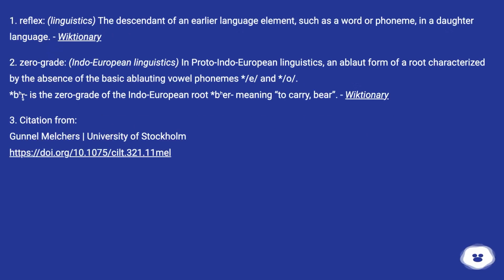1. Reflex, linguistics: the descendant of an earlier language element, such as a word or phoneme, in a daughter language. Wiktionary. 2. 0 grade, Indo-European linguistics: in Proto-Indo-European linguistics, an ablaut form of a root characterized by the absence of the basic ablauting vowel phonemes /e/ and /o/. The root here is the 0 grade of the Indo-European root bher, meaning to carry, bear. Wiktionary. 3. Citation from Gunnel Melchers, University of Stockholm. This URL.